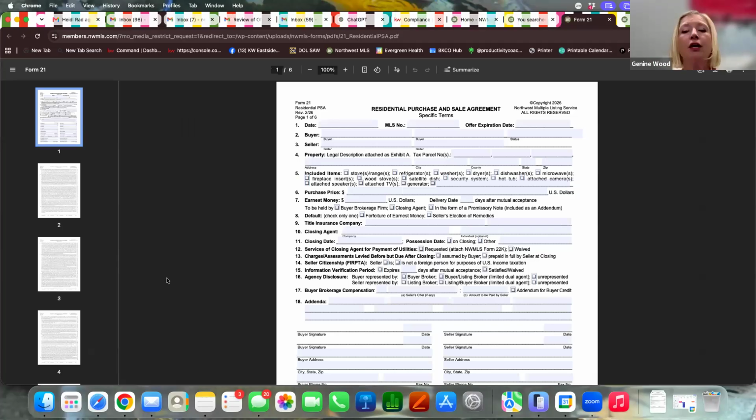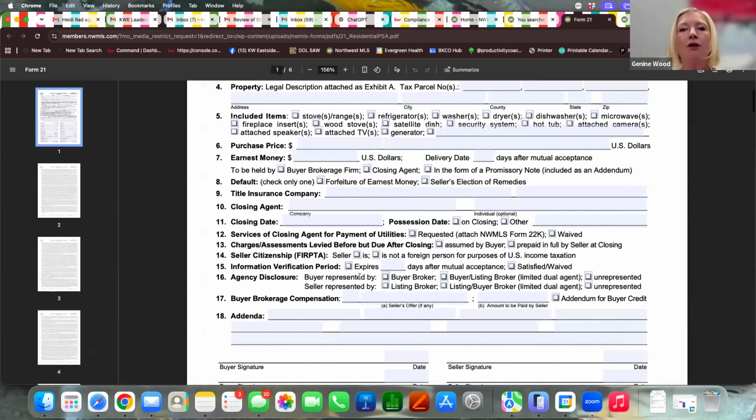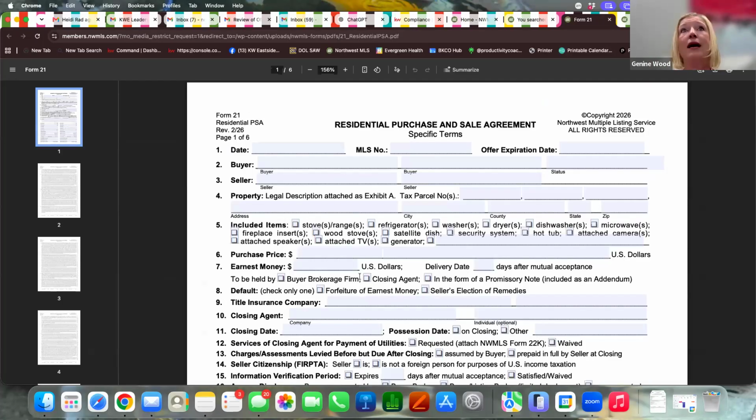21 is going to be your residential purchase and sale agreement. 21 you're going to use for single family purchases, non-condominiums. Now it can be used for townhomes because now townhomes is a thing that is considered single family. Back in the old days, condominium was what it was, and it was either a flat, style 30, or it was a townhouse, style 32.